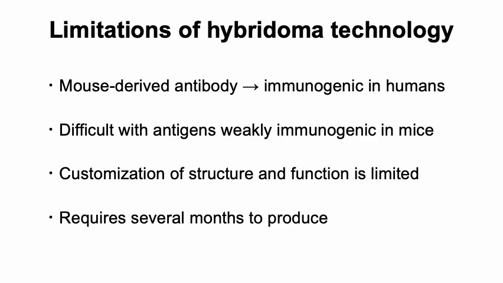Although this method is reliable, it has several limitations. Antibodies are mouse-derived, so they may cause immune reactions in humans. Some antigens do not elicit strong immune responses in mice. Also, it is difficult to introduce detailed structural modifications. In addition, the overall process takes several months. These limitations led to the development of more advanced technologies.